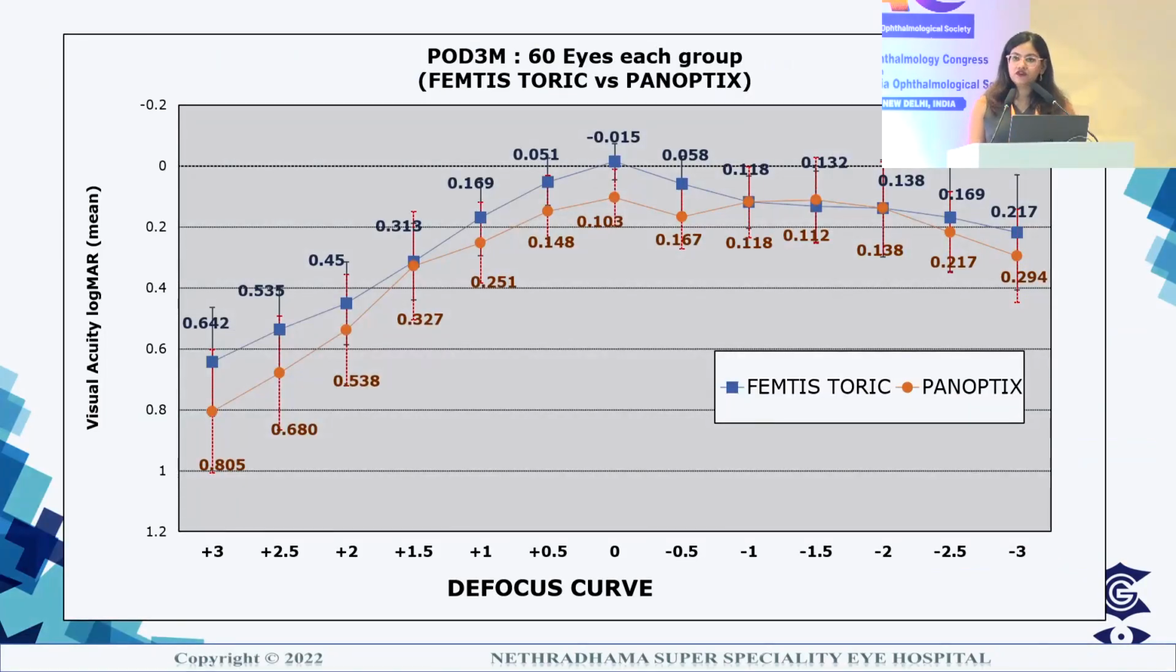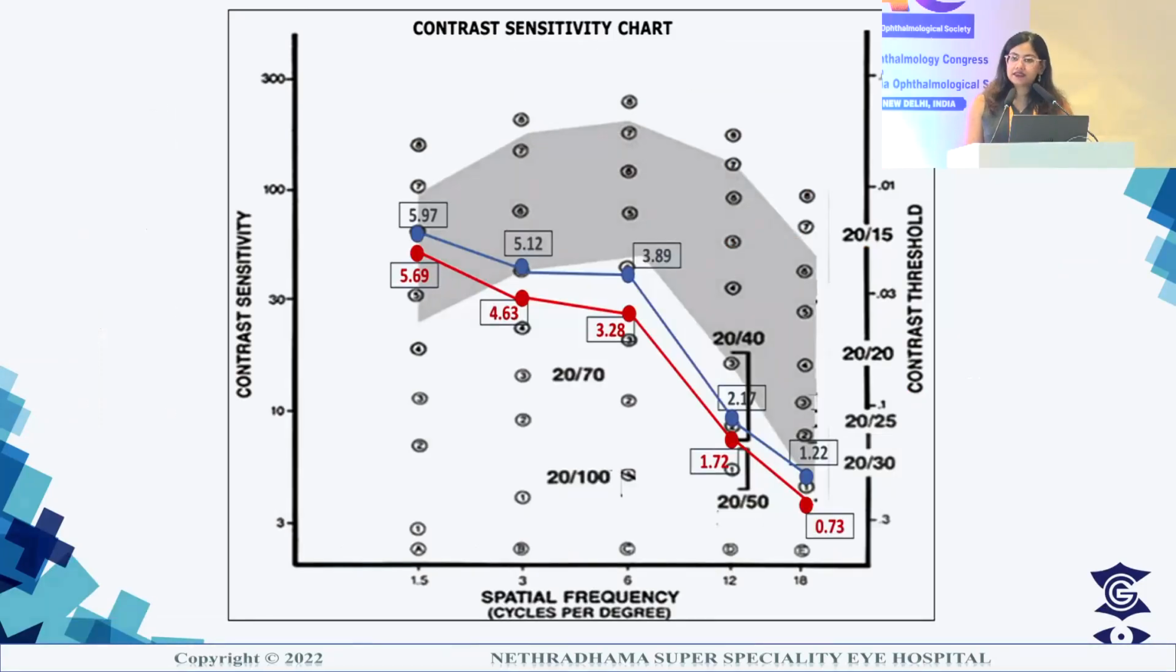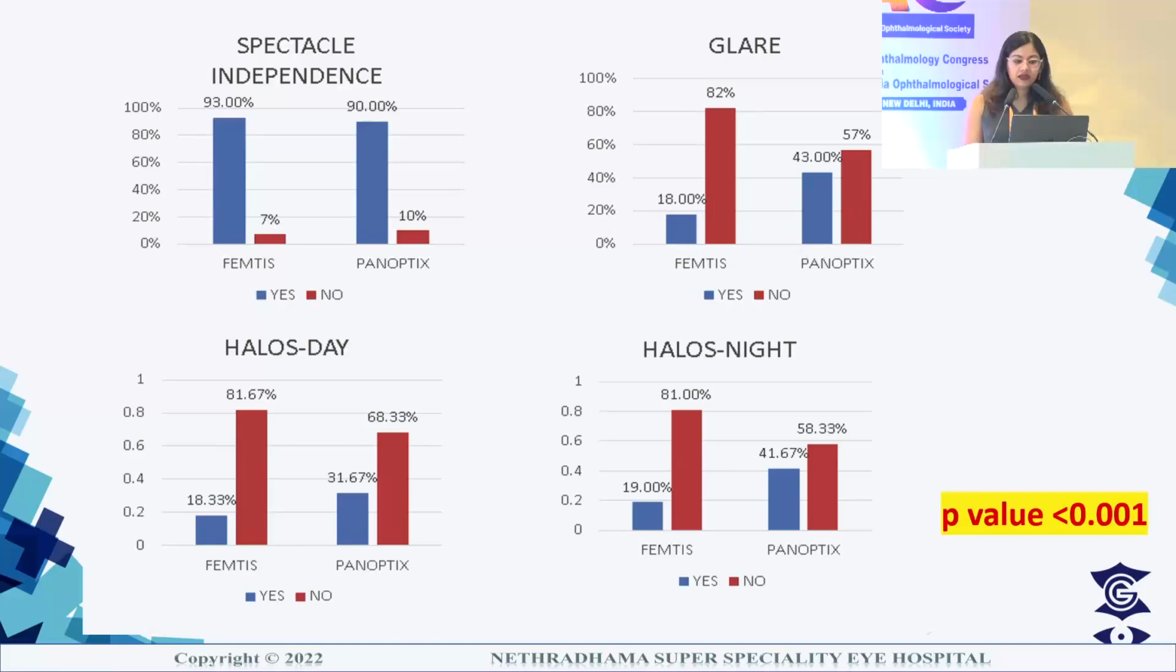The defocus curve showed good and comparable visual acuity at all defocus points in both the groups. Contrast sensitivity was found to be significantly better in the Femtis group at all spatial frequencies. In the dysphotopsia questionnaire and patient satisfaction scores, a higher percentage of patients reported glare and day and night halos in the Panoptix group as compared to the Femtis group.